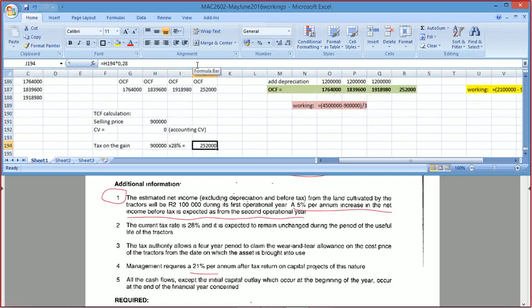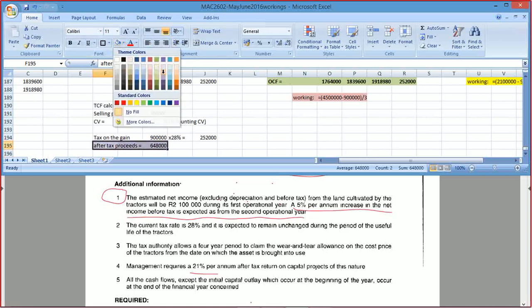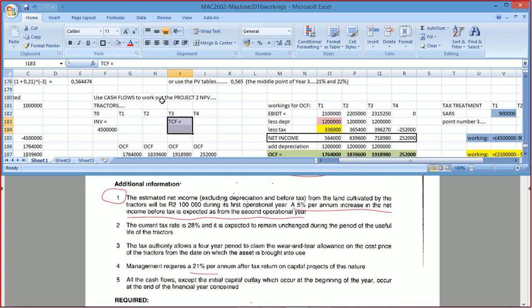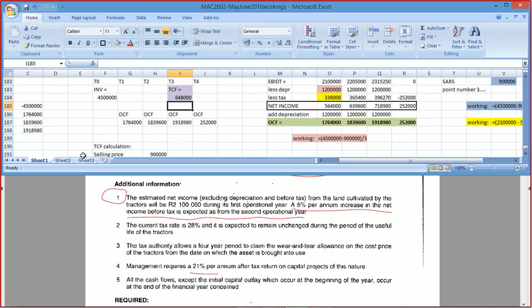Because this is the tax on the gain of the asset. So the asset's worth nothing. You sold it at 900,000. So 900 times 28% gives you that tax. So after-tax proceeds is going to be 900 minus that. Here we go. Okay, so this is what I would put there for TCF.